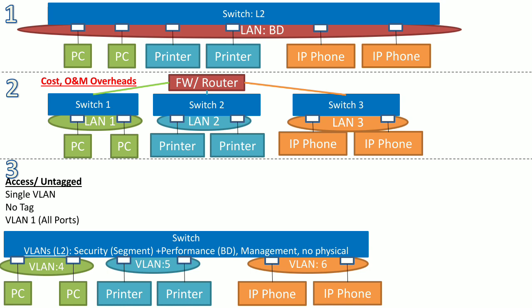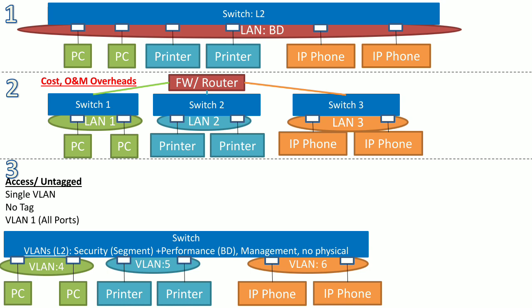One thing to note is that by default, once we receive a switch or start configuring it, all these ports belong to the default VLAN, that is the VLAN with ID 1, or VLAN 1.